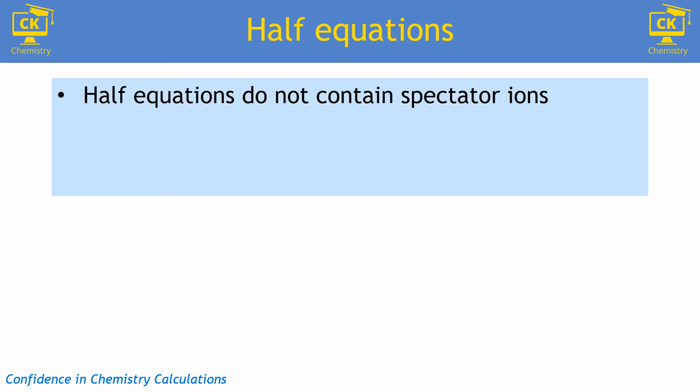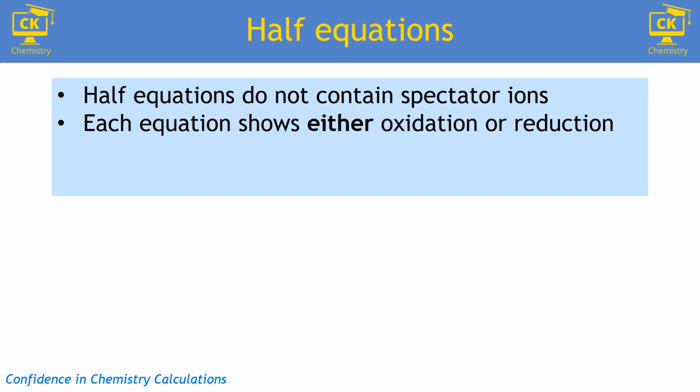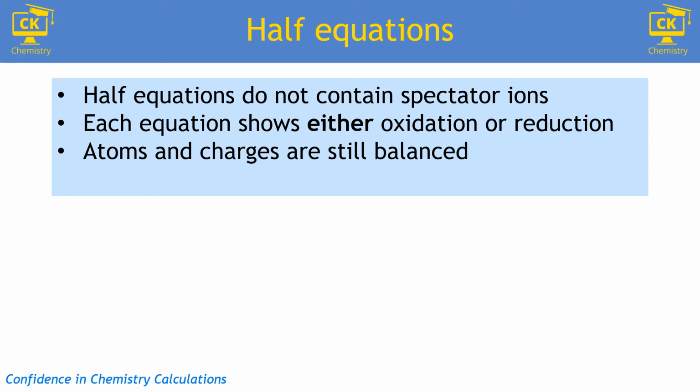Half equations, like ionic equations, show even less, and they definitely do not contain spectator ions. And because of the name, half equation, they're going to show either the oxidation process or the reduction process. So either the loss of electrons or the gain of electrons.